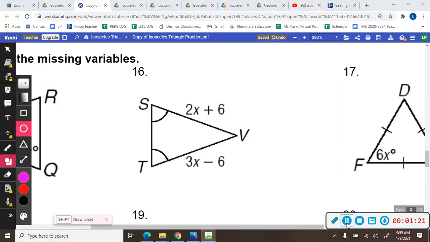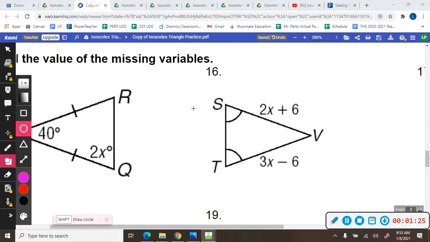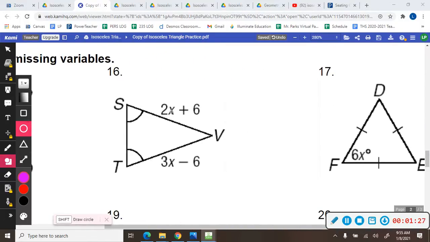Okay, number 16. We're supposed to find x, because it says find the value of the missing variable. So all we're missing is x. They tell me that these two angles are equal. Therefore, I know that we're working with an isosceles triangle. And so what that means is the sides opposite both angles are congruent. So this would equal this.